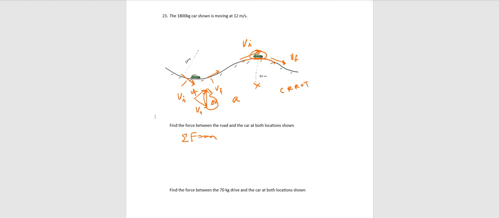The next thing here, find the force between the 70 kilogram driver and the car at the location shown. This is virtually the same. It's just that your free body is going to be of the driver, not the car, but it'll be very, very similar. So that should get you through number 23.